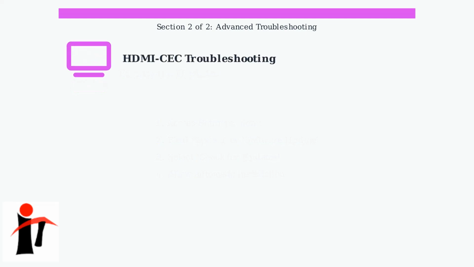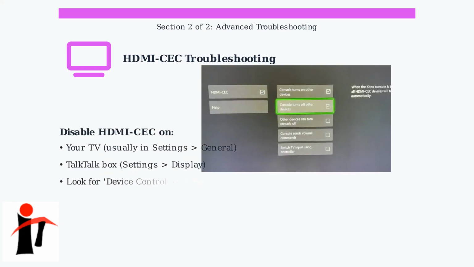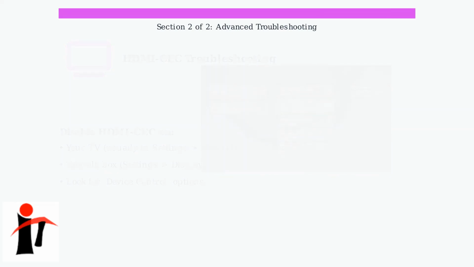HDMI CEC, or Consumer Electronics Control, allows devices to control each other automatically. While convenient, it often causes conflicts between your TalkTalk box and TV. Here's an example of CEC settings on a device. You'll want to disable similar options on both your TV and TalkTalk box to prevent conflicts.